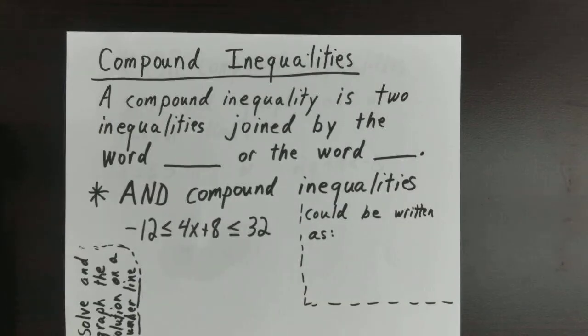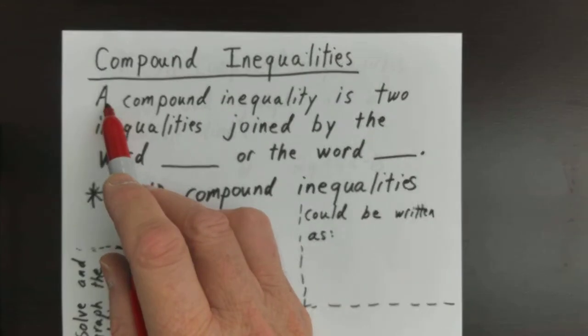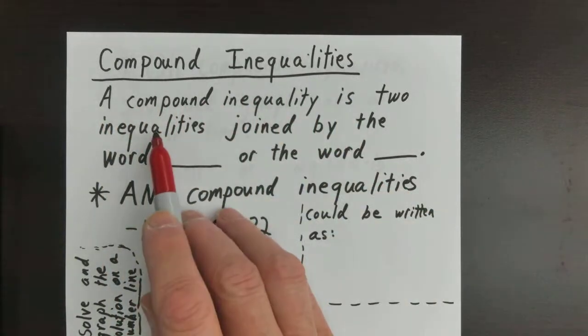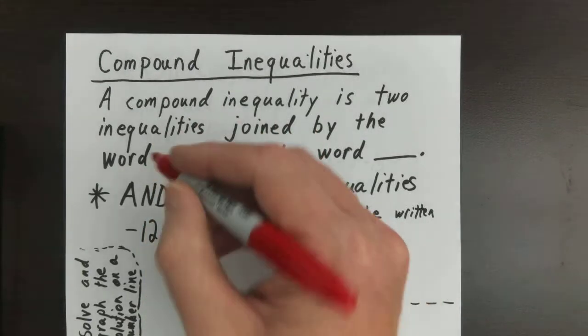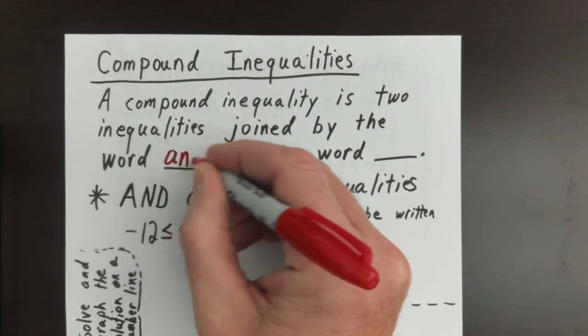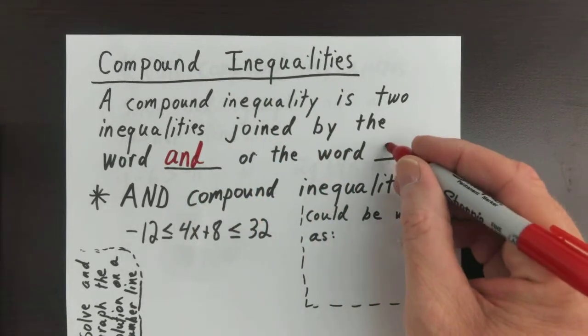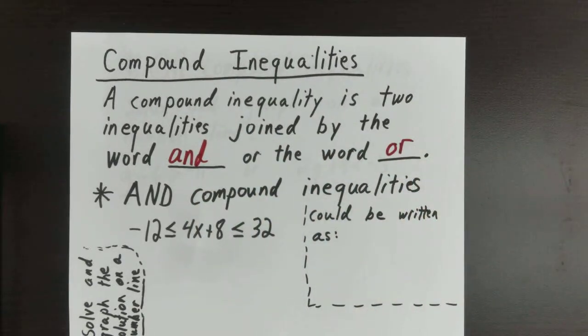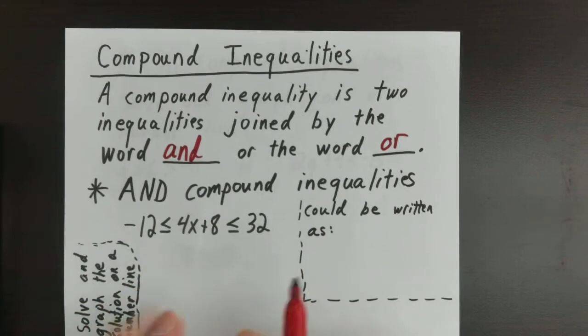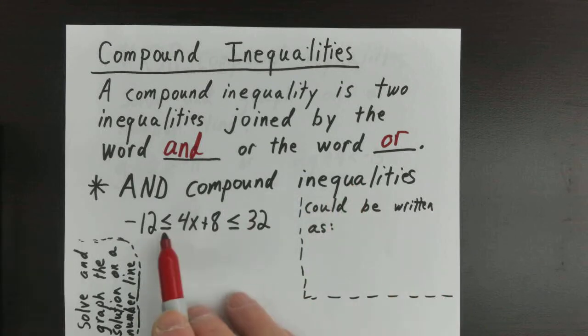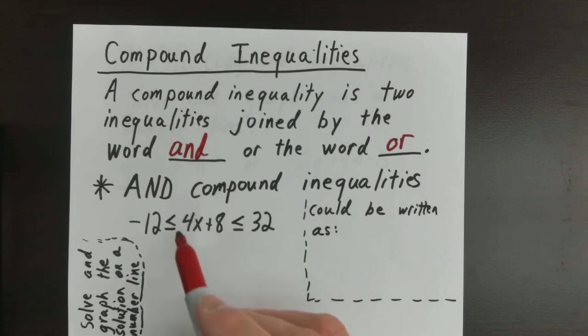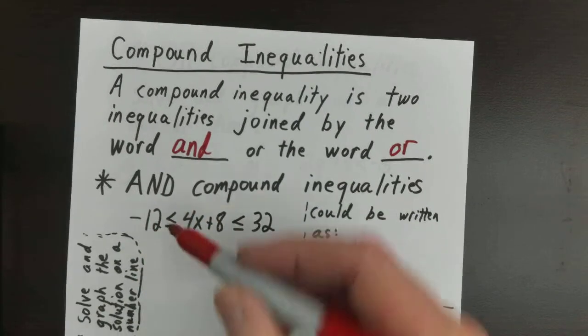Well, hi everyone. We're going to solve compound inequalities, and the definition of a compound inequality is two inequalities joined by the word "and" or the word "or". And then I just want to take a look and show you what we have, an "and" compound inequality. We could write this particular one condensed.